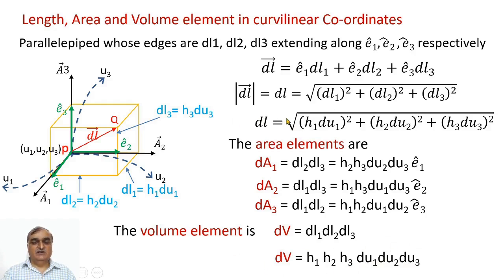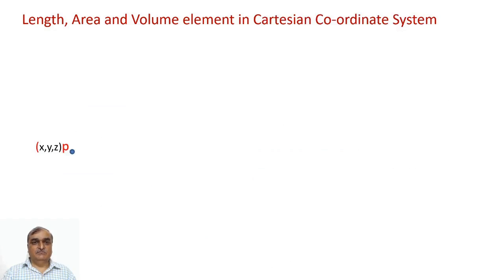This is the length element in general curvilinear coordinate system. This is the area element in general curvilinear coordinate system, and this is the volume element in general curvilinear coordinate system. Then let us see the length, area and volume element in Cartesian coordinates.